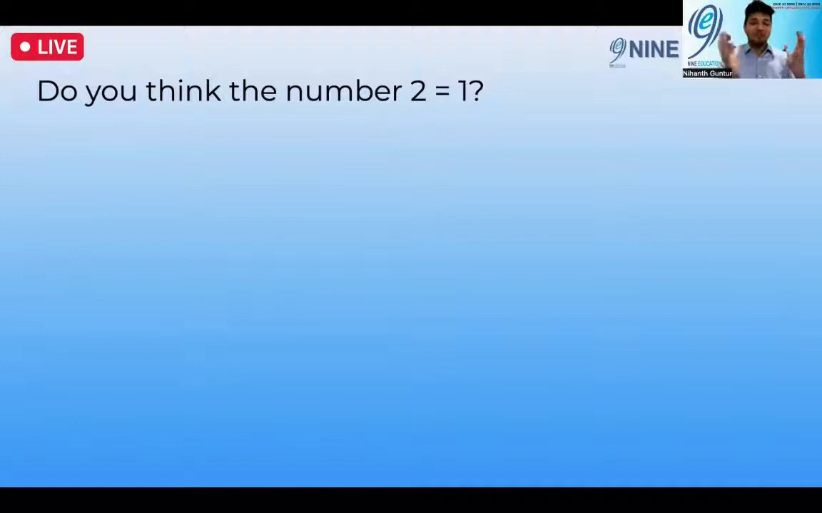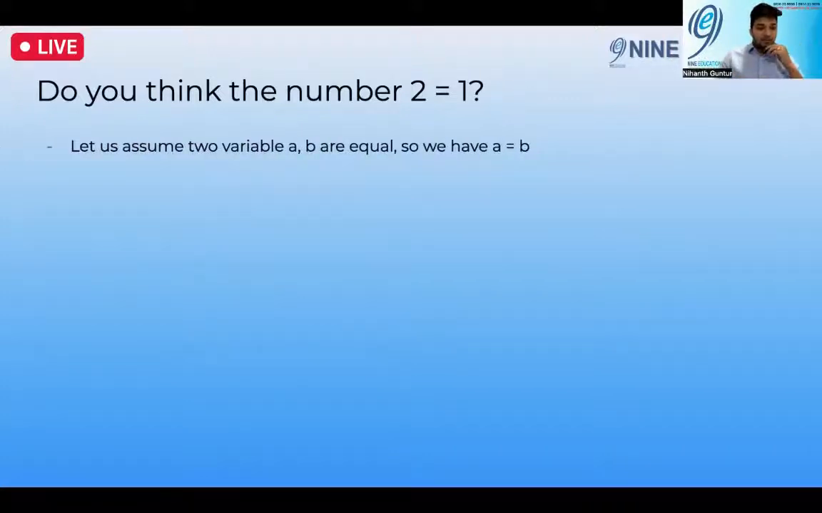But obviously, we all know that this is not true. But let me go ahead and try to prove this to you. Using mathematics and basic algebra, I can go ahead and prove this to you. Let's start with an assumption. We'll assume we have 2 variables A and B, and both A and B are equal. So we have A is equal to B.